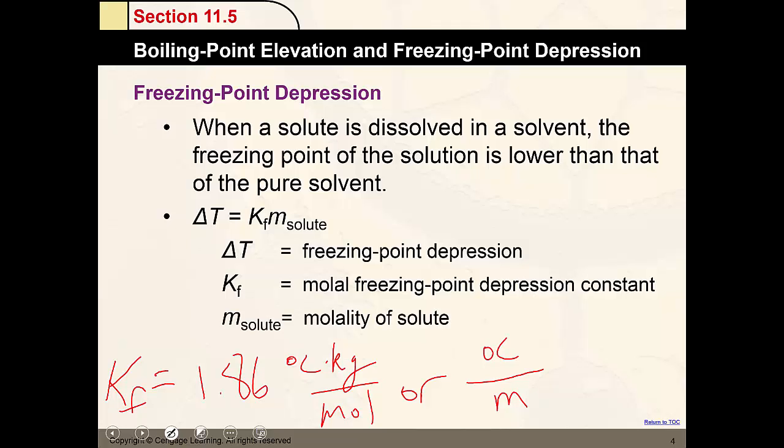Now the tricky part here is the freezing point of pure water is 0. So once you get your delta T value, to get the new freezing point of that solution, you have to take the freezing point of pure water, 0 degrees Celsius, then subtract that delta T value to get your new freezing point of the solution.